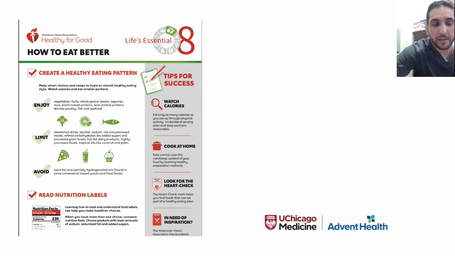We get these questions: what should I do? How can I watch my diet? What should I eat? This is a very nice slide, actually. It will simply tell you, enjoy something, limit other stuff, then you have to avoid certain food. If you just look at this slide, vegetables, fruits, whole grains, beans, nuts, the animal proteins, fish and seafood, you have to enjoy those because those are rich resources in good cholesterol, basically, and they will not increase your bad cholesterol. You have to limit sweetened drinks, alcohol, sodium, red and processed meats, carbs, all these very bad.